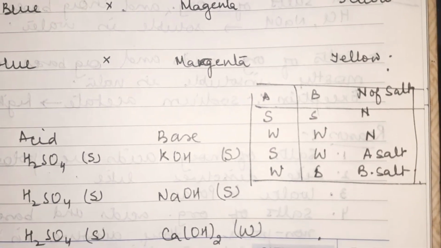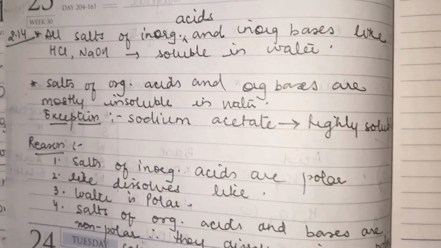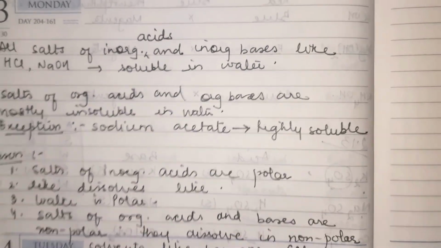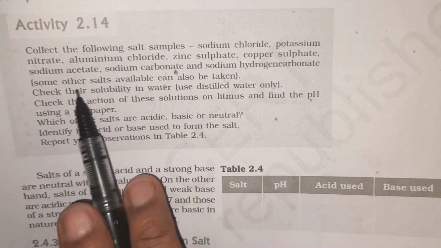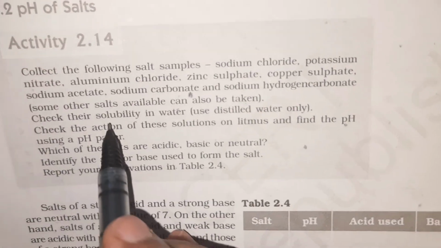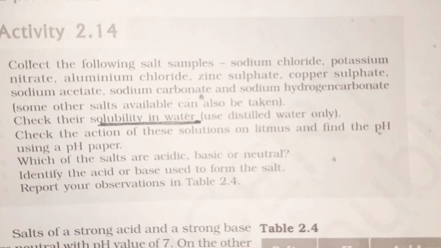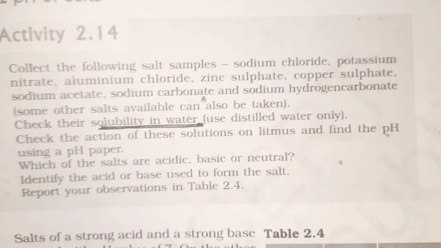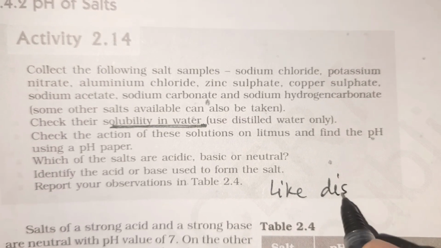Then moving ahead, activity 2.14. This activity says to collect the following salt samples. They are sodium chloride, potassium nitrate, aluminium chloride, zinc sulfate, copper sulfate, sodium acetate, sodium carbonate, sodium hydrogen carbonate. And we need to check the solubility of these salts in water. For checking the solubility of salts in water, one thing we should always remember is the formula that like dissolves like.